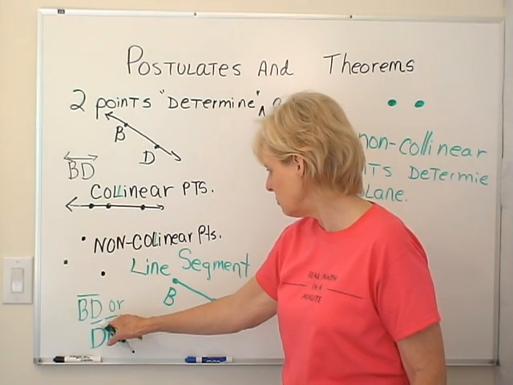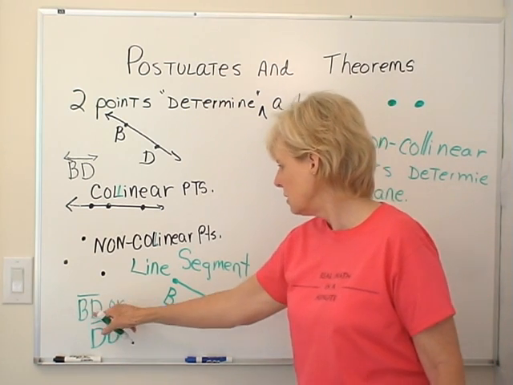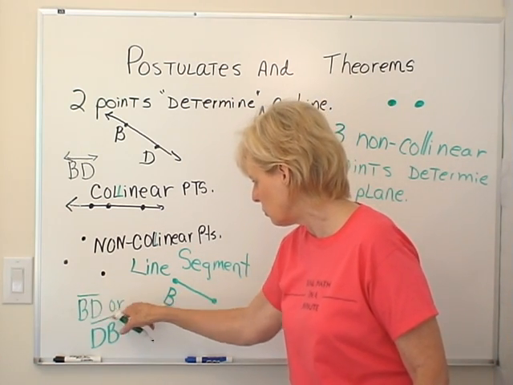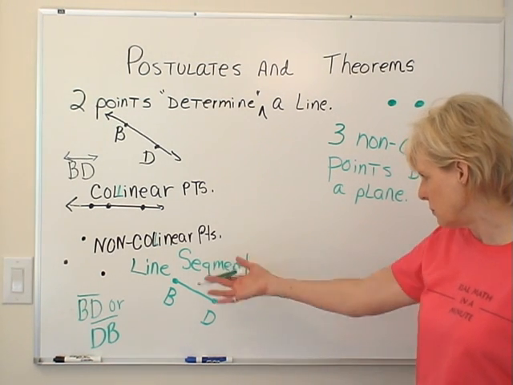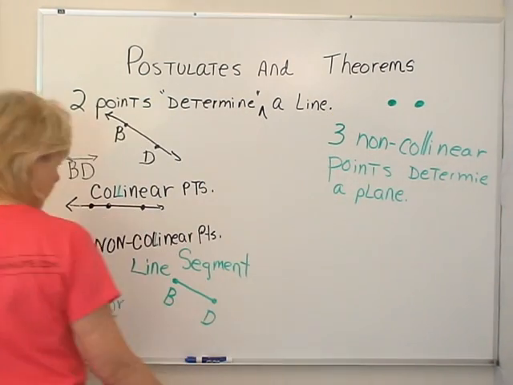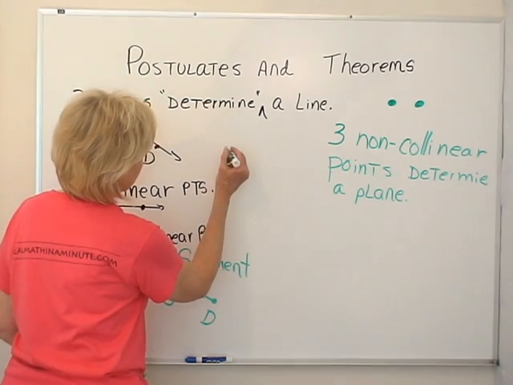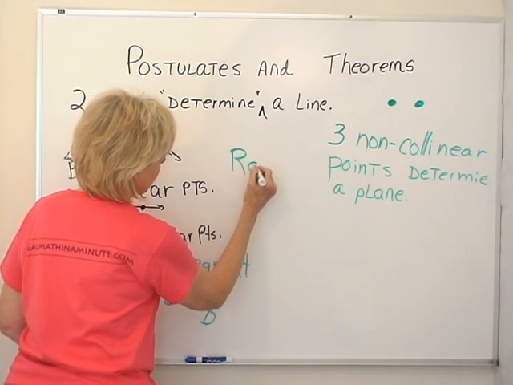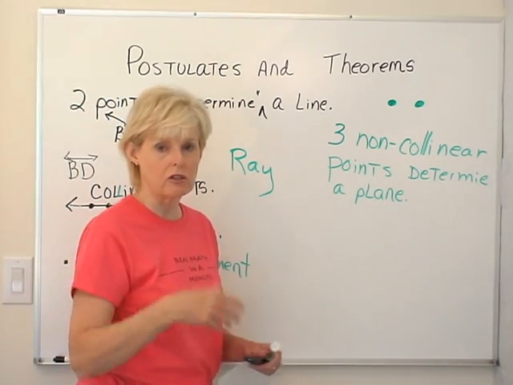So notice the difference in notation. Capital letters, either way, doesn't matter, both endpoints, with a little picture of a line segment on top of that. So a line segment is truly just part of a line, and that is a definition rather than a postulate or a theorem. Let's look at this similar thing, and it's called a ray. And this is another definition that I want you to understand.